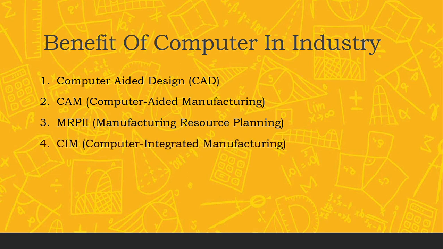Fourth, CIM, Computer Integrated Manufacturing. This CIM is a computer that controls all the work of other computers. So it acts as a control, or it is easier to say, as the main computer. Any computerized system can be controlled and work automatically.